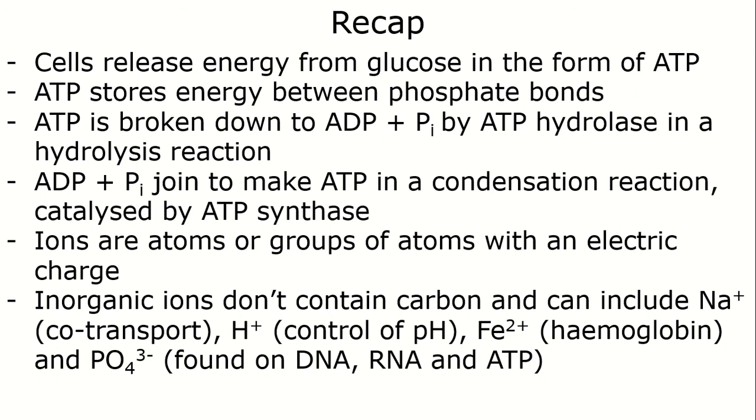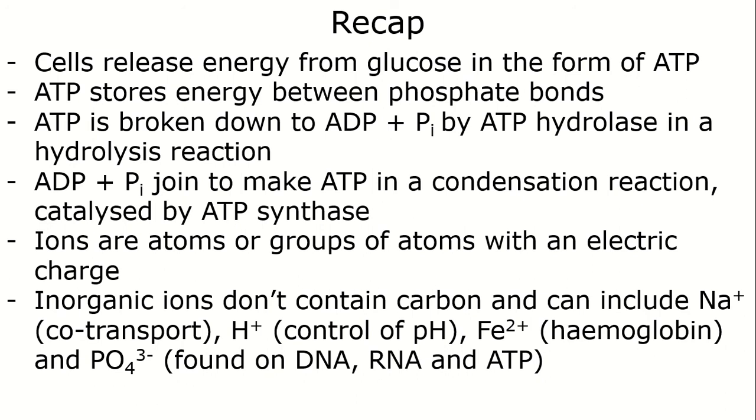So let's recap everything that we've covered today. We know that cells release energy from glucose in the form of ATP, which is the form that the cell can use. ATP stores energy between the phosphate groups. We know that ATP is broken down into ADP and Pi by ATP hydrolase in a hydrolysis reaction, and conversely, ADP and Pi can join to make ATP in a condensation reaction, and this is catalyzed by ATP synthase.